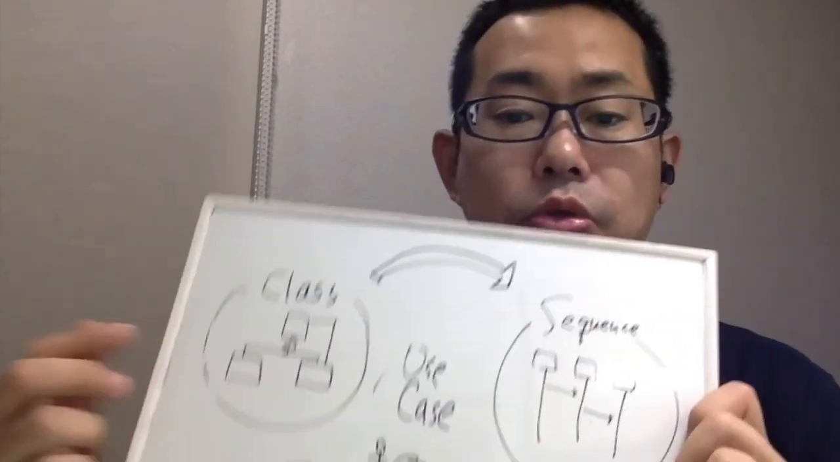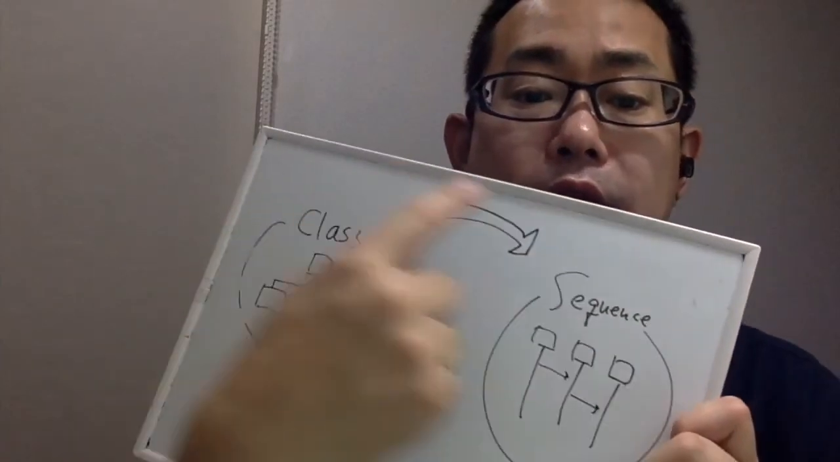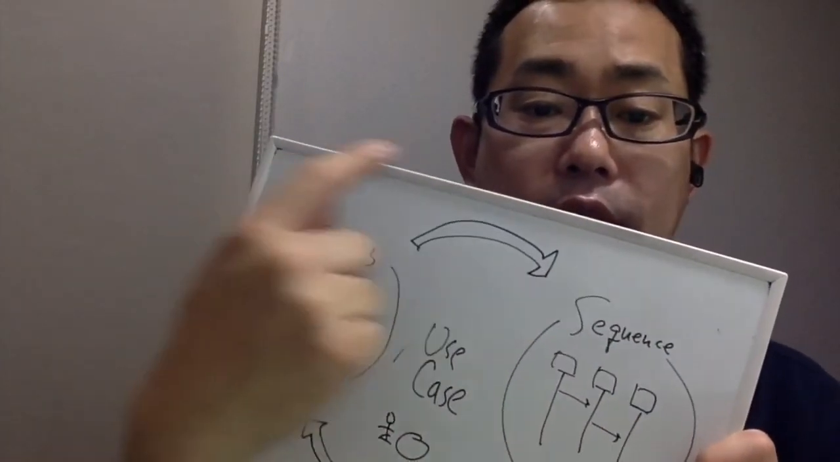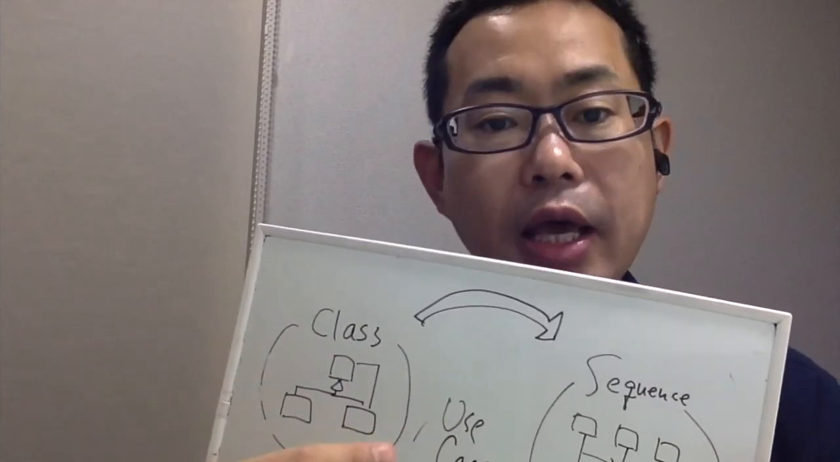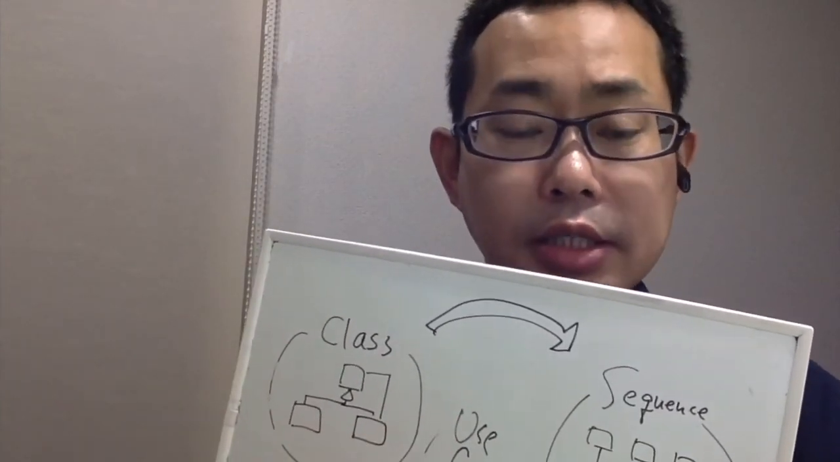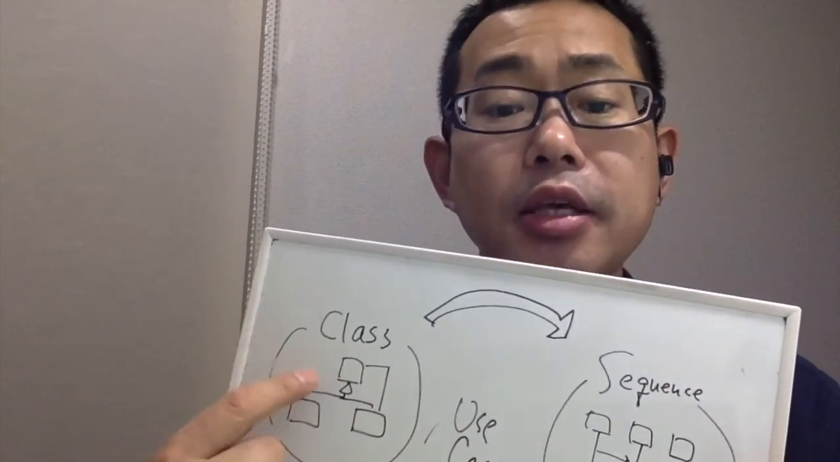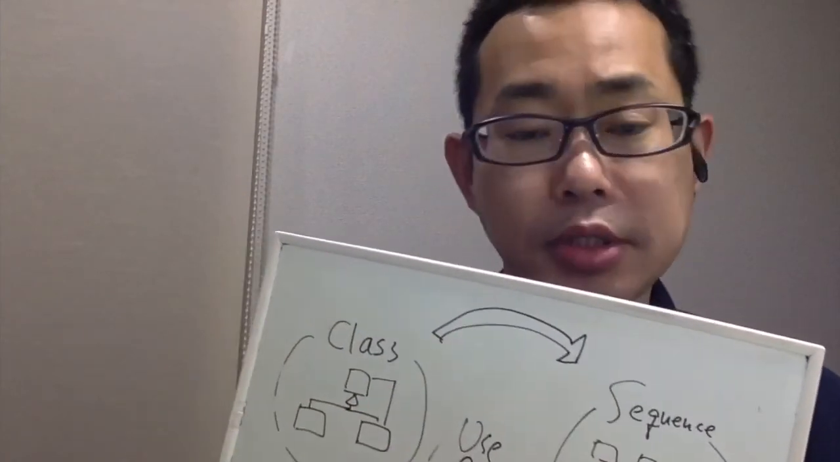Usually it's very difficult to create a perfect class diagram or a perfect sequence diagram in the first place. So you do class diagrams first, then sequence, then class, and then sequence again. Pick one or two use cases and make sure this use case is accomplished by these classes and sequences.